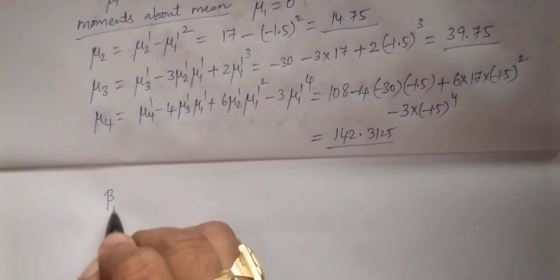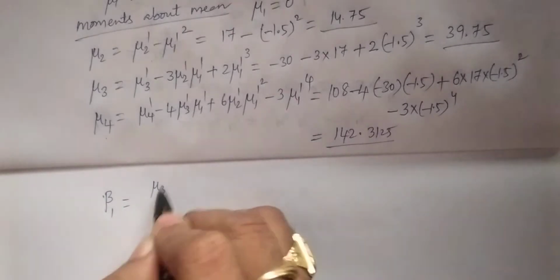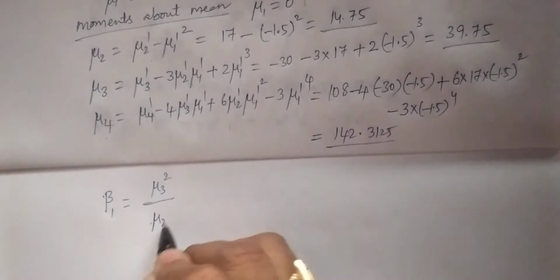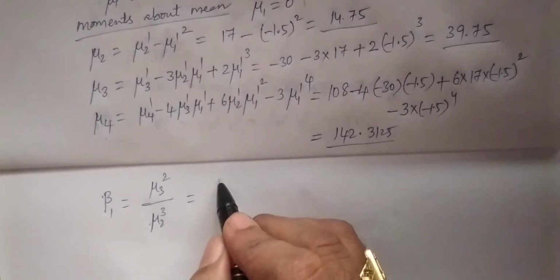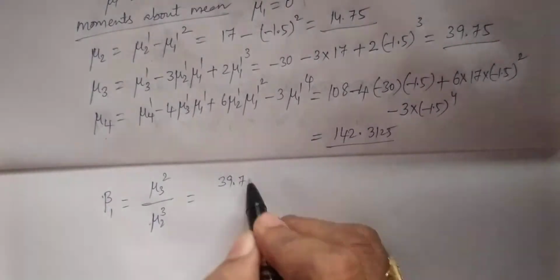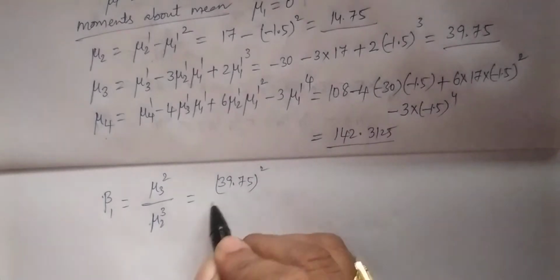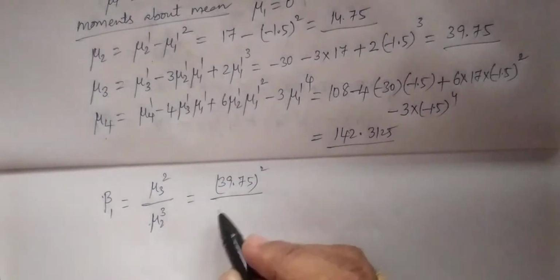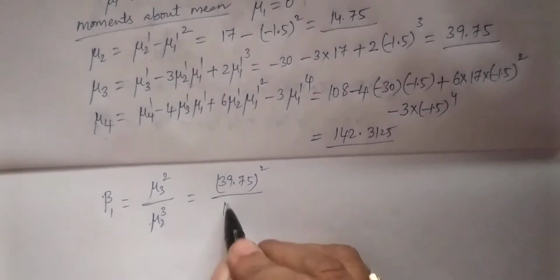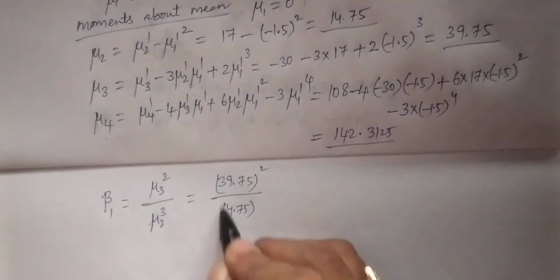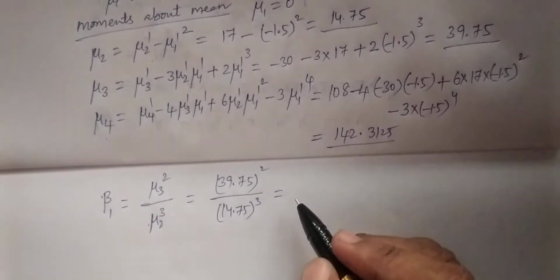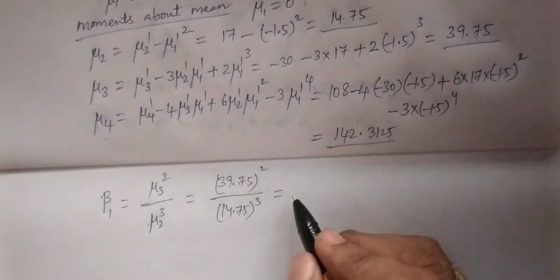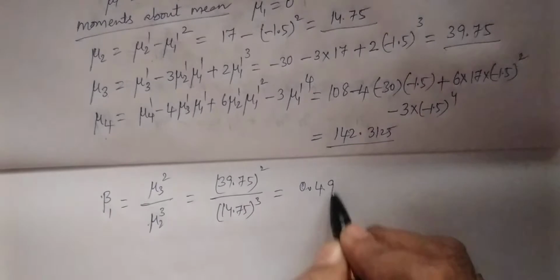Beta 1 is equal to mu3 square divided by mu2 cube, which is equivalent to mu3 square, 39.75 whole square, divided by mu2 cube, mu2 is 14.75 whole cube. If you simplify this, you will get the value 0.4924.